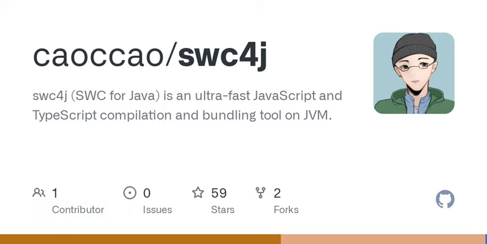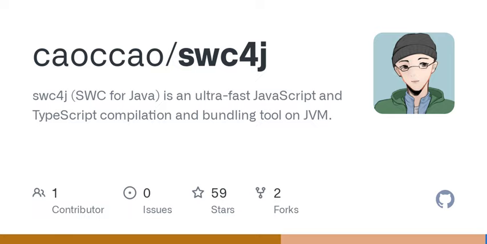So what exactly is SWC4j? At its core, it's a Java-based compilation and bundling tool specifically designed to work with JavaScript and TypeScript. Imagine having a powerful assistant that can quickly transform your TypeScript code into JavaScript with minimal fuss. That's SWC4j for you.